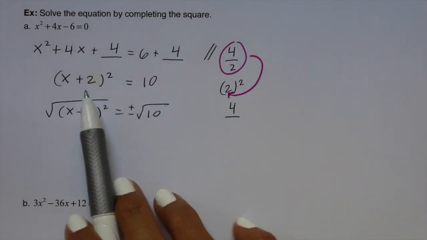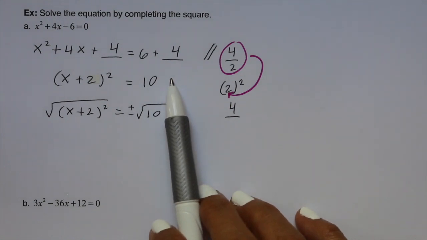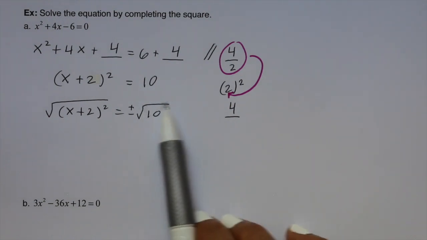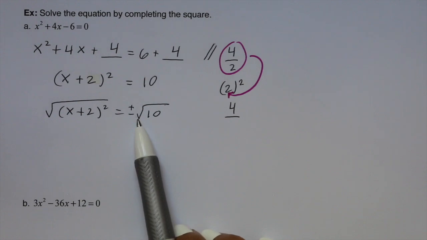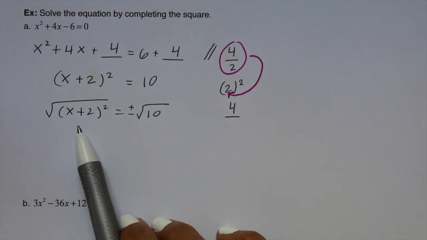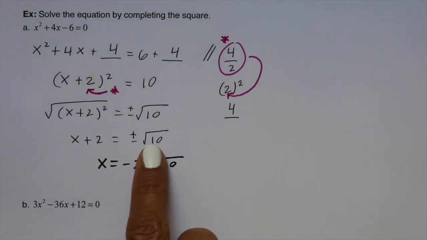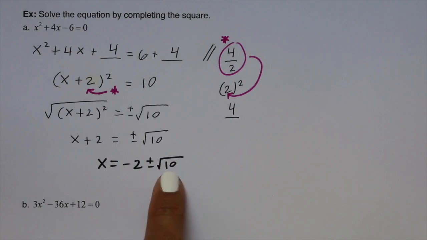So we take the square root of both sides. Just a general rule of thumb, if there was no square root in the problem and you write the square root into it, you also want to include a plus or minus. Okay, so to finish, the square root and the square, they undo each other, so you just have x plus 2. And last step, we're going to subtract 2 from both sides. And so your final answer is going to be -2 plus or minus the square root of 10.